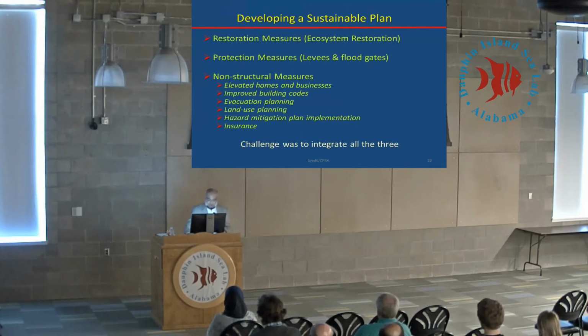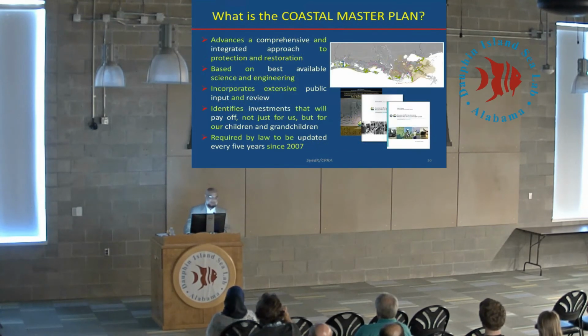So we developed a sustainable plan. We have restoration measures, that is, ecosystem restoration; protection measures, levees and floodgates; and the non-structural measures, which are elevated homes, businesses, improved building codes and all this stuff. But the challenge was, how do we integrate all these three together so that we have the best of the benefit? So we developed the Coastal Master Plan.